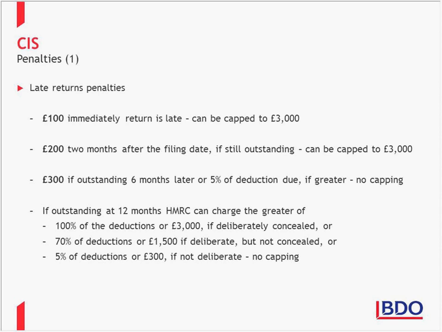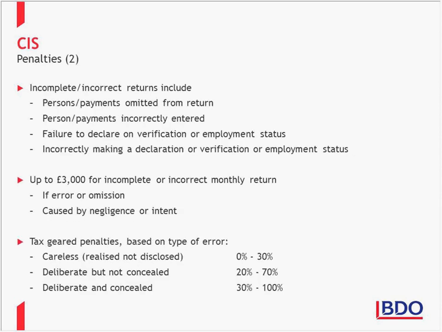It's also worth noting that if you have actually paid a subcontractor where CIS deductions should have been applied, HMRC will levy a further penalty of 5% of the value of CIS deductions which should have been applied. Also, on that particular slide, you'll see there are further charges in the event that those returns remain outstanding at 12 months. And finally, there's also a further potential penalty where HMRC identify that you have failed to complete your monthly returns correctly and have omitted any CIS deductions.